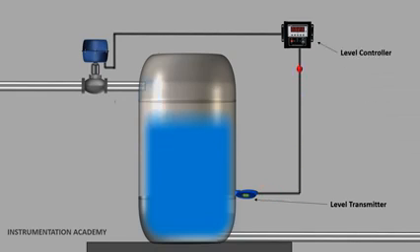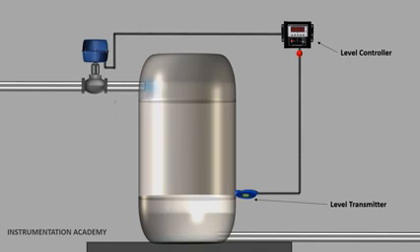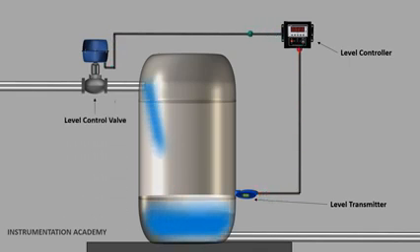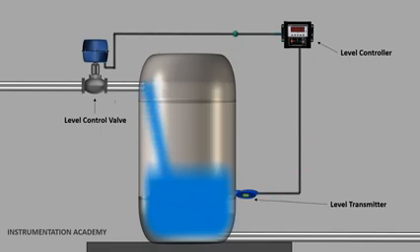The level controller then compares this feedback signal with a desired tank level to produce the required control action that will position the level control valve as needed to maintain the desired level in the tank. So the level in the tank is maintained at a desired level automatically.